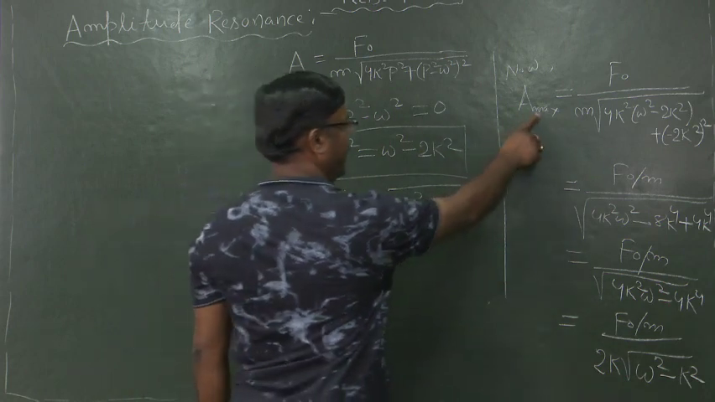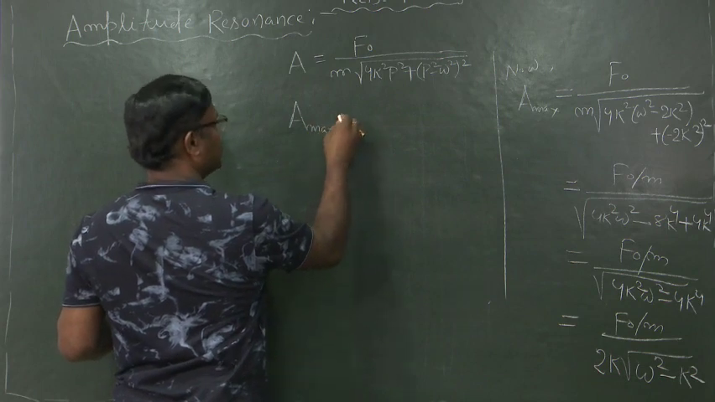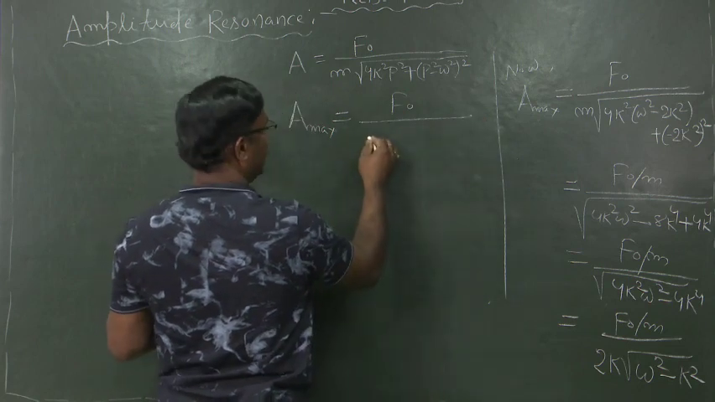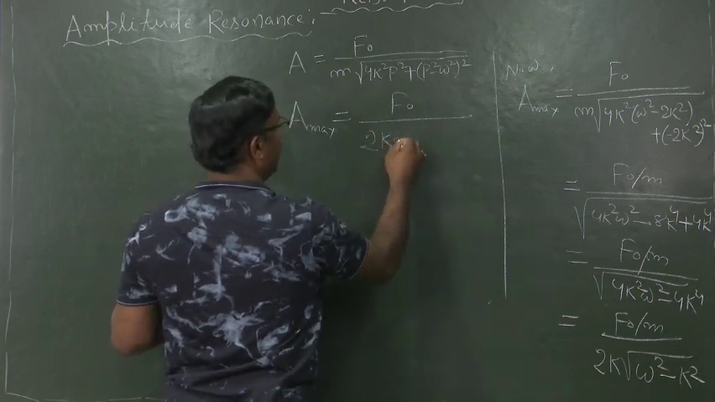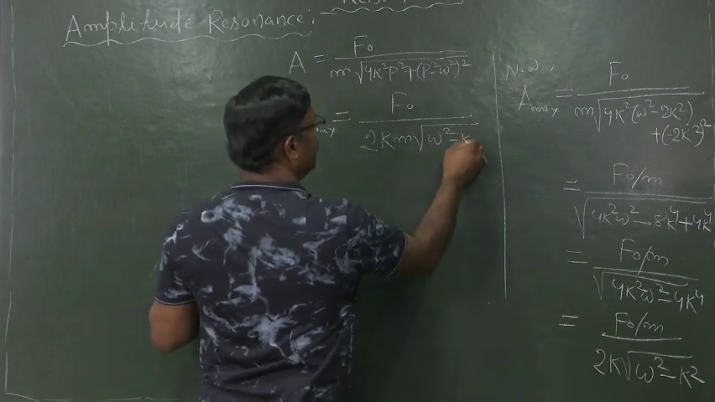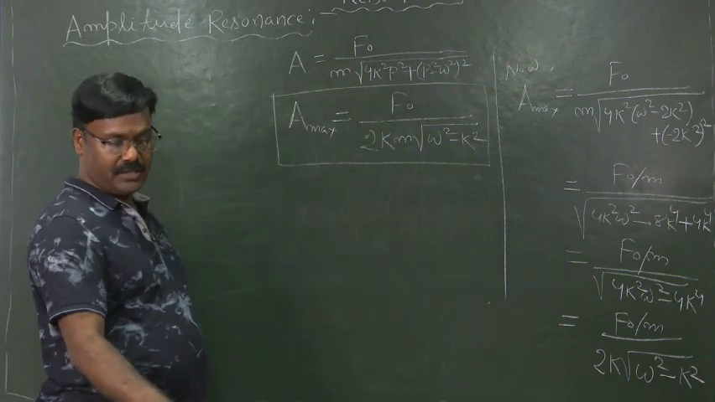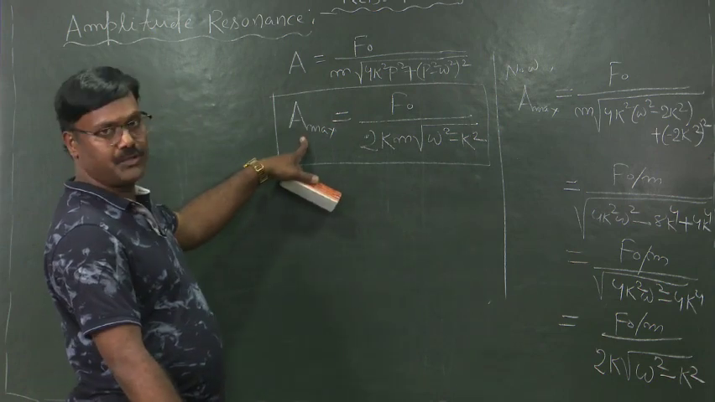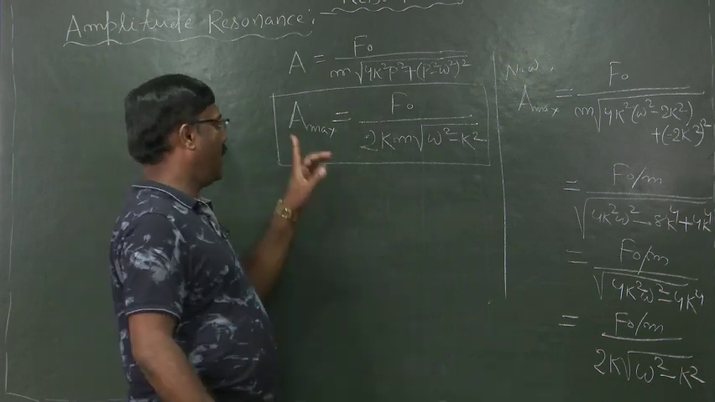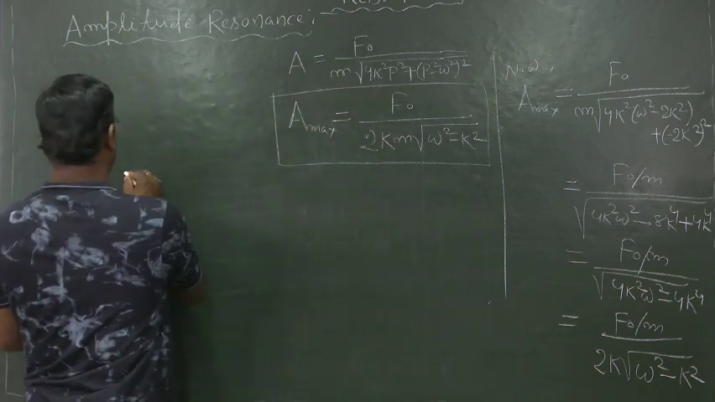Now, the expression for A max will be A max is equal to F0 by 2km root over of omega square minus k square. This is the expression for the amplitude maximum or the resonant amplitude, that is the amplitude of the vibrating body at resonance.